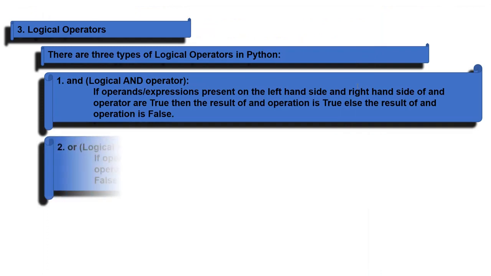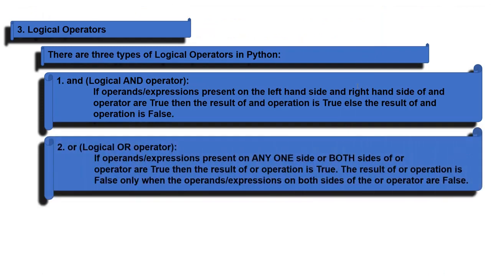Let's move on to the next logical operator, that is OR. The OR logical operator requires only one operand present either on the left hand side or right hand side to be true. If any one operand is true, then the result of the whole expression is true. If both the operands are false, then only the OR operator results in false.